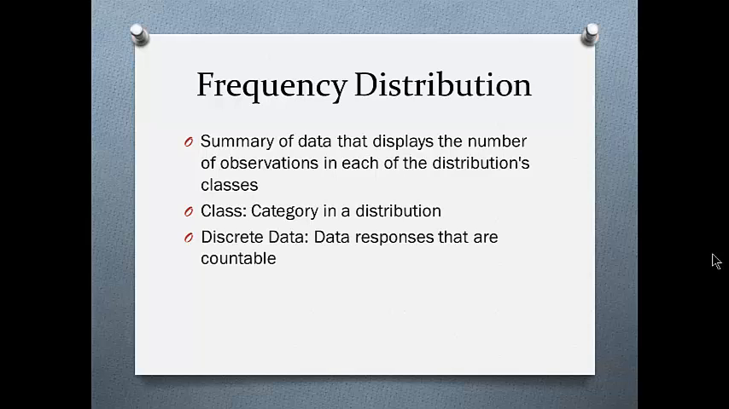What I'm talking about here works really well with what is called discrete data. Data responses that are countable. You can't have in-between values. You can't purchase half a coffee. You can't have 2.5 coffees. You either purchase 2 or you purchase 3. It's very countable. This is discrete data, and this works really well for this type of a distribution.